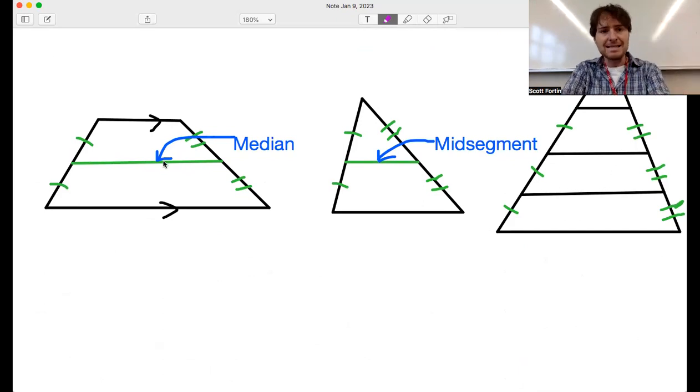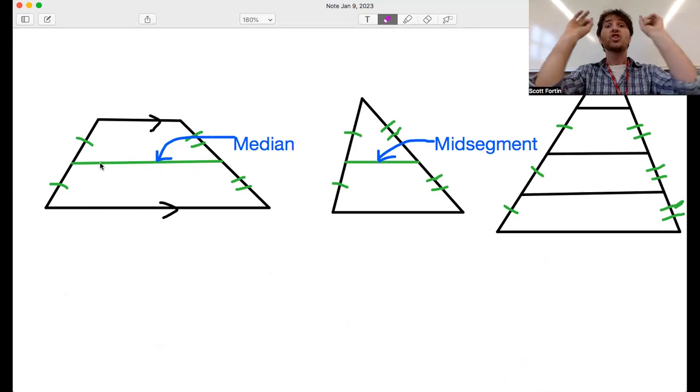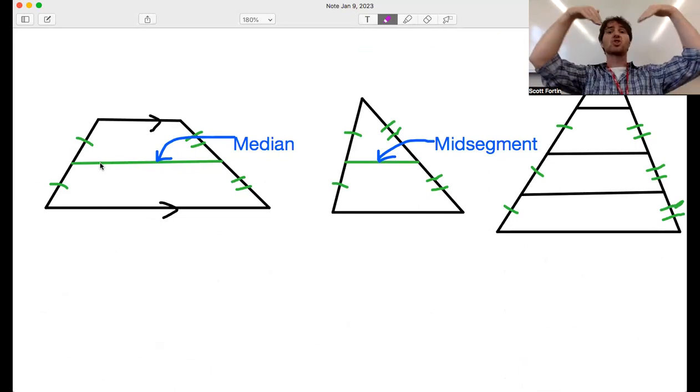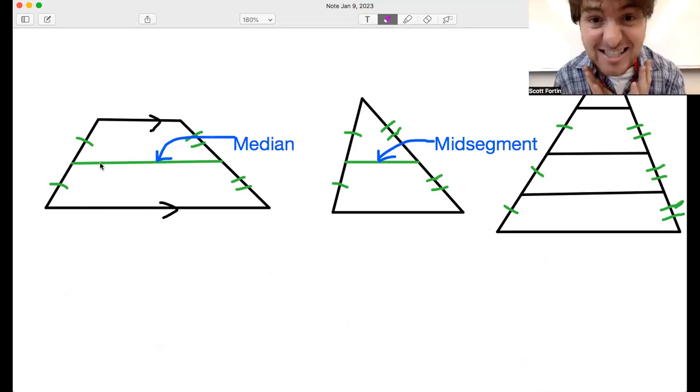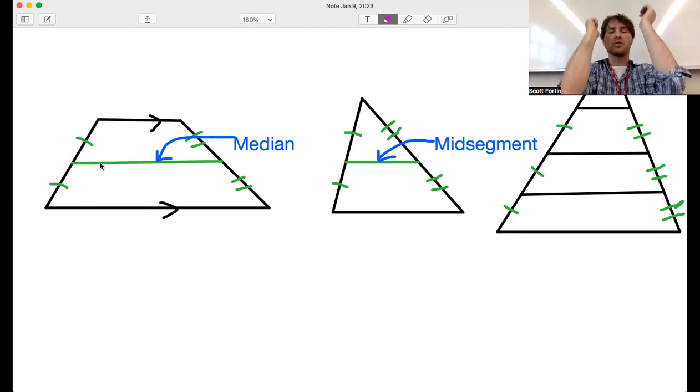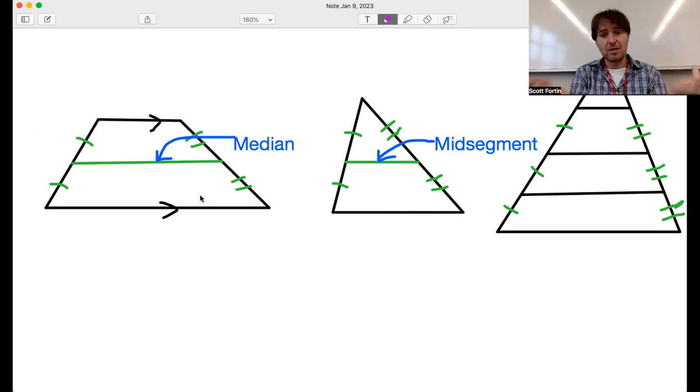Anyways, medians. Remember, how many medians are there in a trapezoid? Just one, because medians always connect the legs of your trapezoid. That's how the median is defined. It's the segment that connects the 2 midpoints of the legs. And when you have that, there are some neat geometric things that happen.